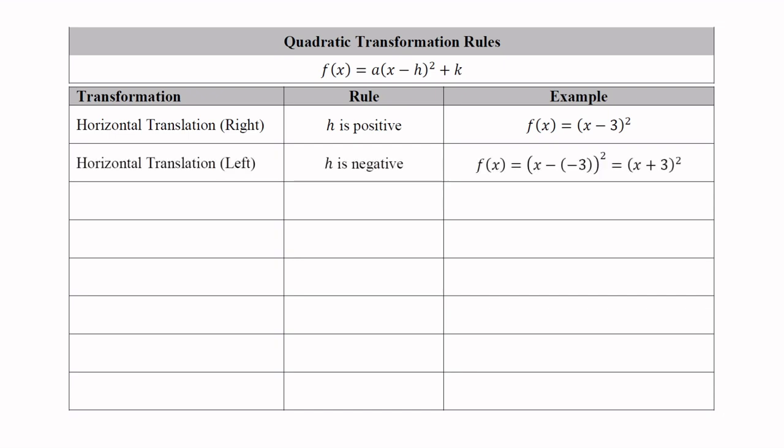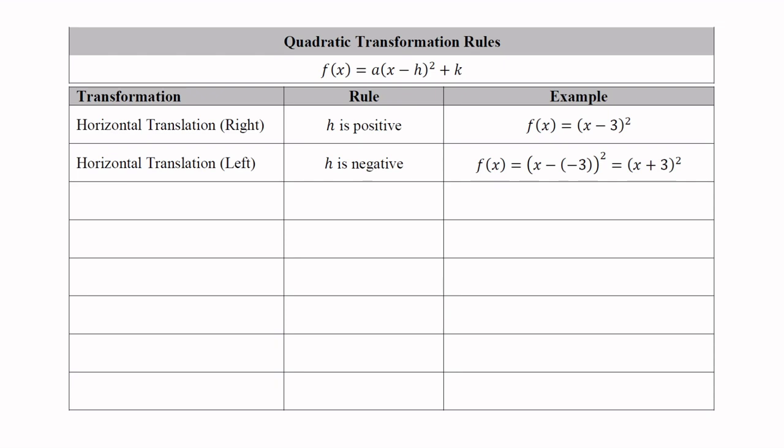You can also have a horizontal translation to the left when h is negative. And in this case, we would have x minus negative 3, which would give us (x plus 3) quantity squared. So it's going to look positive, but in reality, h itself is negative, and we have a translation to the left.